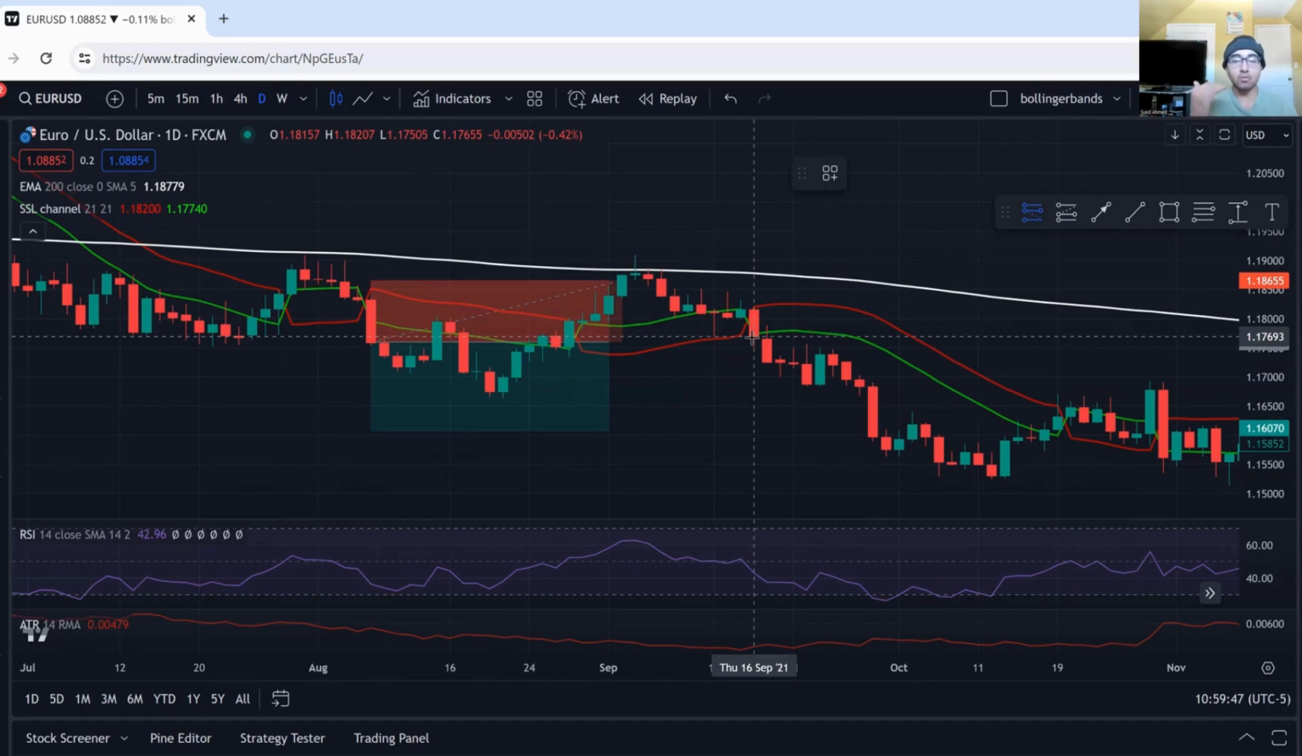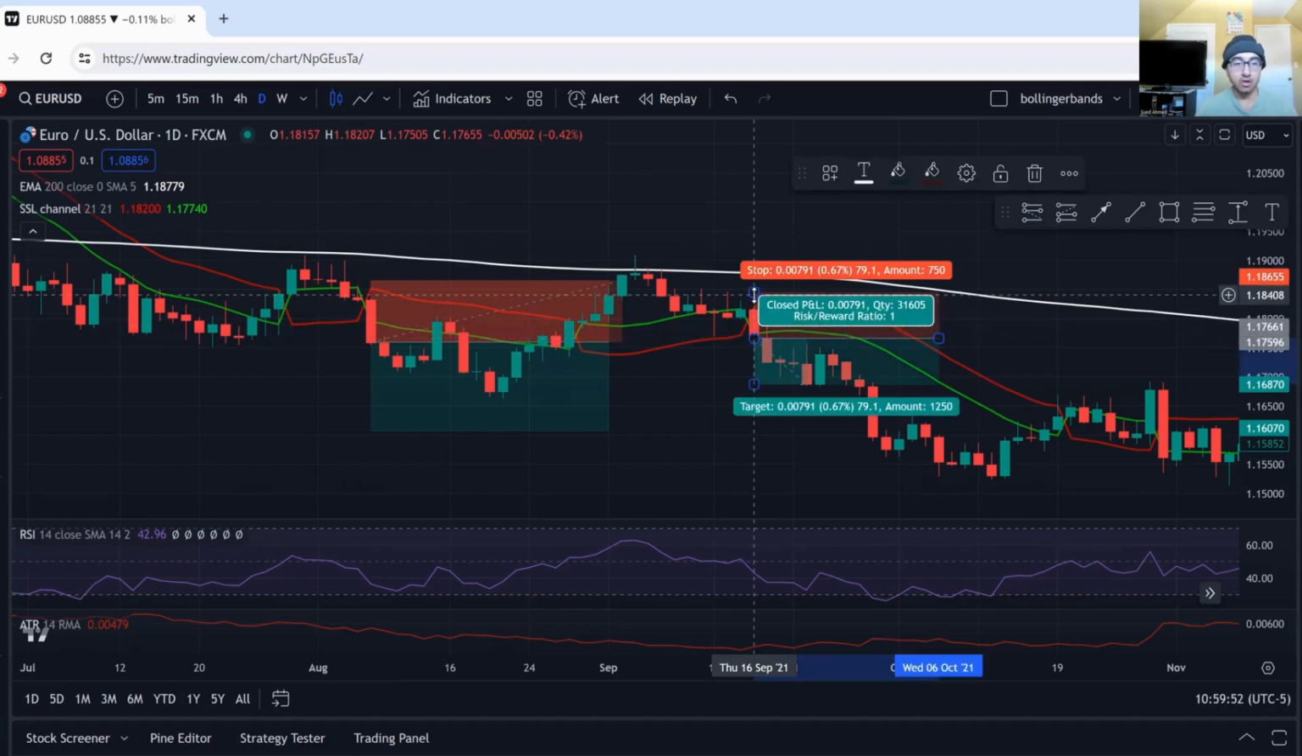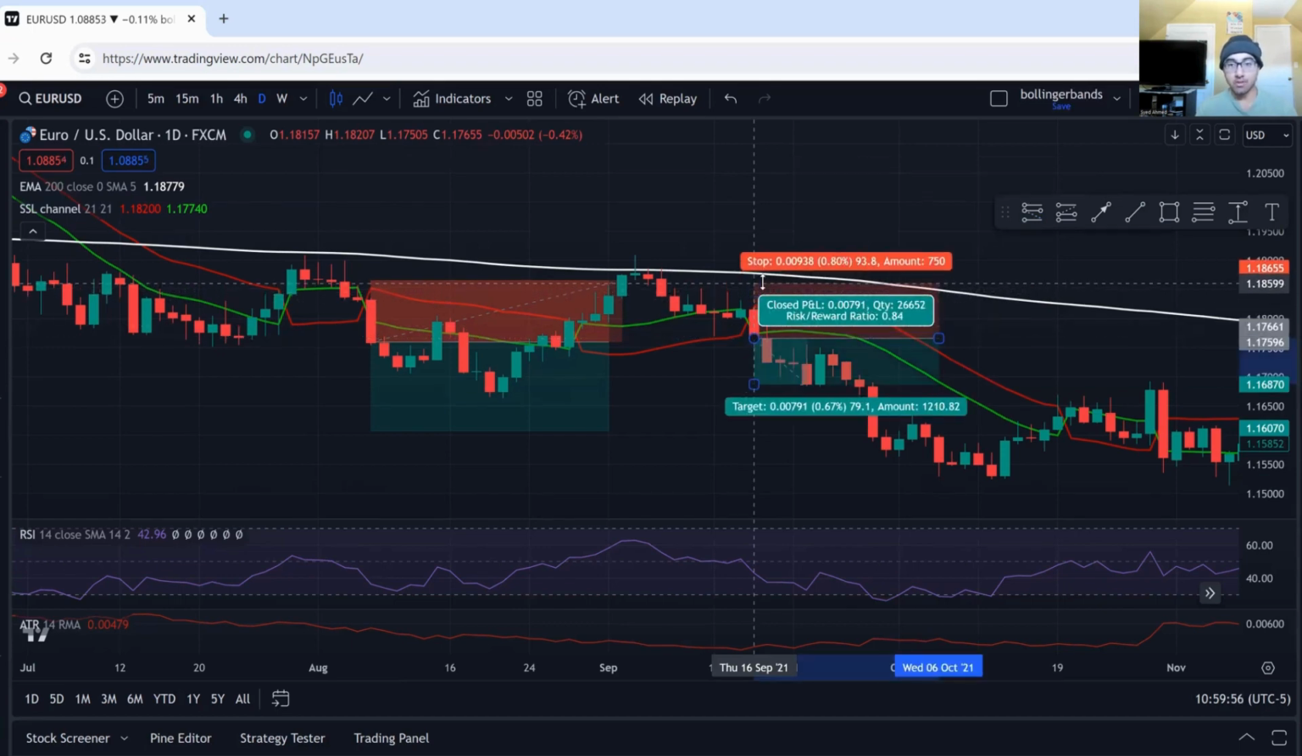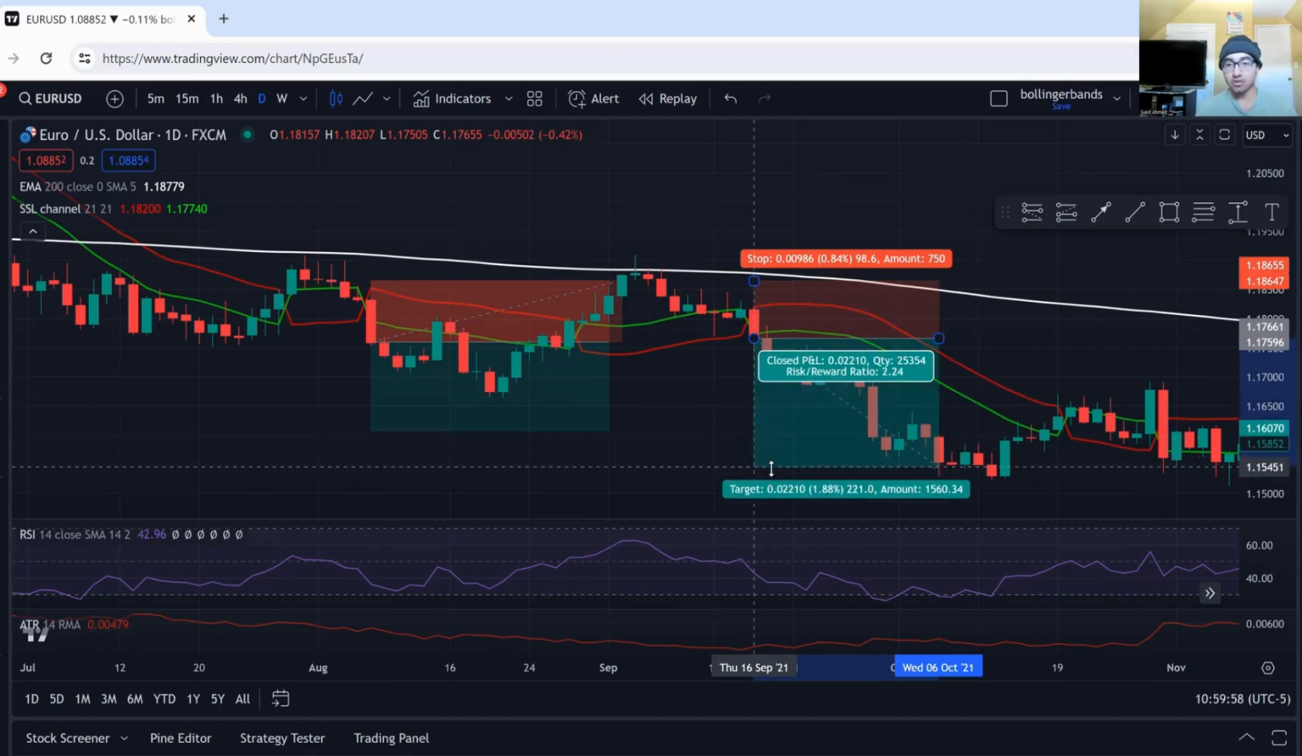Red is over the green. Price is below the 200 period EMA. RSI is below 50. Look at that. Enter right over here. What's your ATR? 48. Okay. What's your stop loss going to be? 96 pips. And then bam. What do you catch? You can catch a 1 to 2.5. Easy. Easy money.